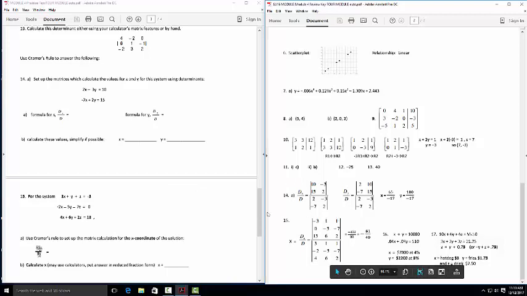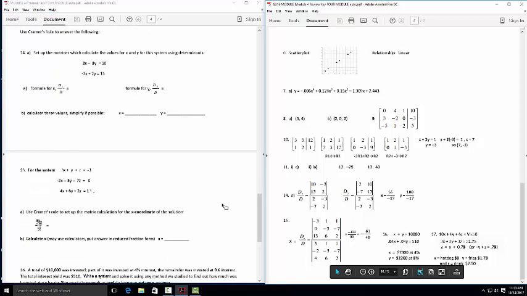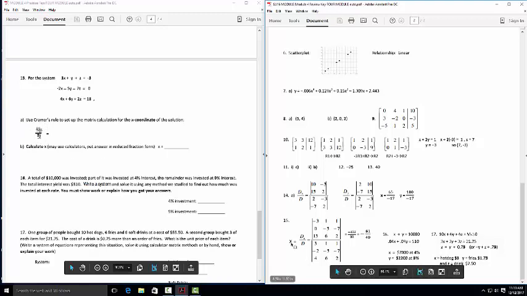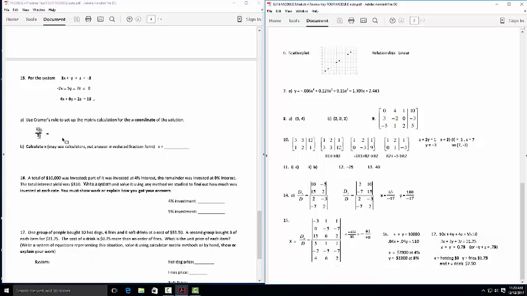Now let's do question 15 using Cramer's rule. For some reason over here it has some kind of Chinese symbols. I don't quite know why, but it should say dx over d. So please write dx over d if you don't have that already on your sheet.